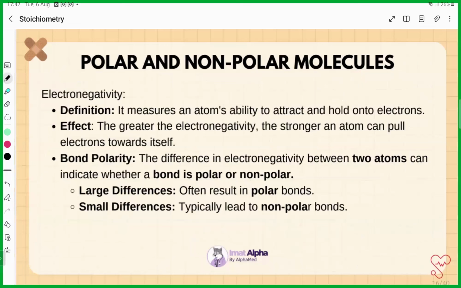Electronegativity measures an atom's ability to attract and hold on to electrons. The greater the electronegativity, the stronger an atom can pull electrons toward itself. Bond polarity: the difference in electronegativity between two atoms can indicate whether a bond is polar or nonpolar. Large differences often result in polar bonds. Small differences typically lead to nonpolar bonds. And super large differences lead to ionic bonds.